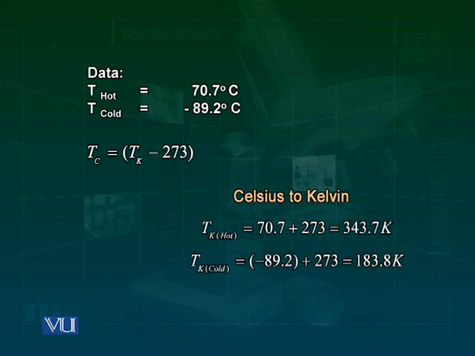Let's look at another example when we are going to change these same values into the Kelvin scale. For the Kelvin scale, the relationship is the temperature in Celsius should be equal to the temperature in Kelvin minus 273 degrees, or temperature in Kelvin should be equal to the temperature in Celsius plus 273 degrees, because 0 degrees of the Celsius scale corresponds to 273 degrees on the Kelvin scale. So the hot temperature would be 70.7 plus 273, giving you a temperature of 343.7 Kelvin. Whereas the cold temperature in Kelvin would be minus 89.2 plus 273, which would give us about 183.8 Kelvin, which is more or less near the freezing point of oxygen.